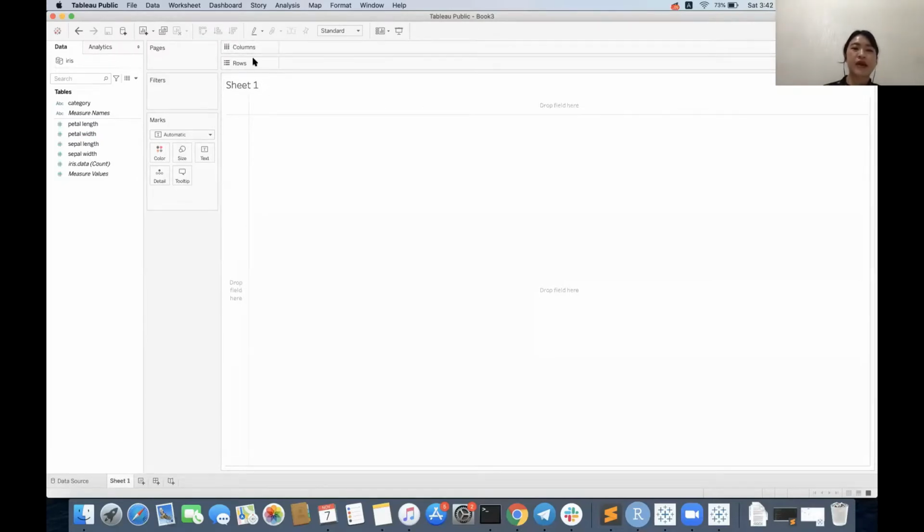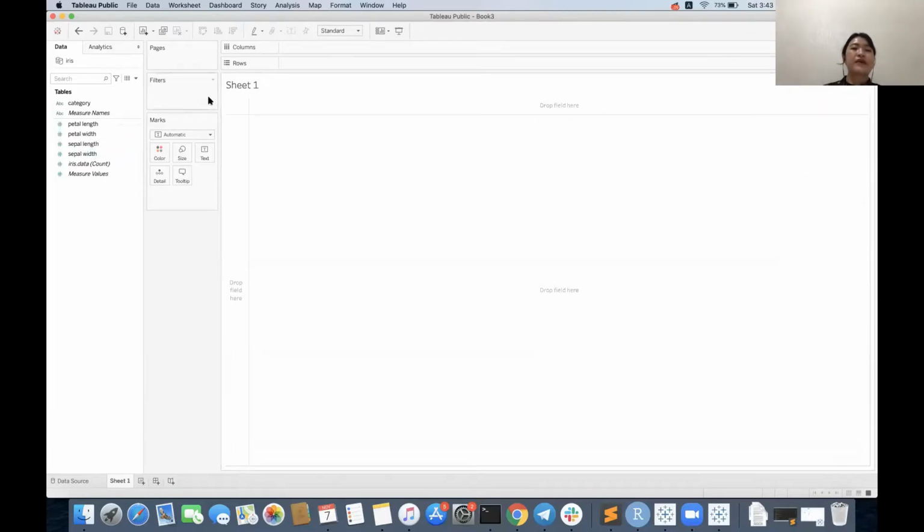There is a column and row here. We can just put our features into here. And then you can see there is a button called Show Me. You can click it, and you can find a lot of charts here. For example, the table, the map, pie chart, bar chart, line graph, box plot, scatter plot, and the bubble plot. These are the charts you can build.